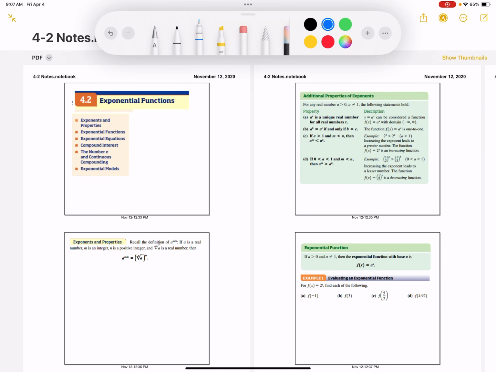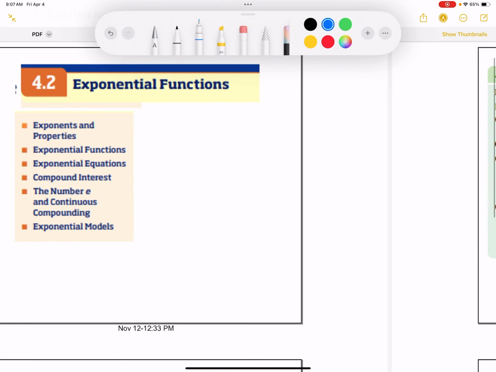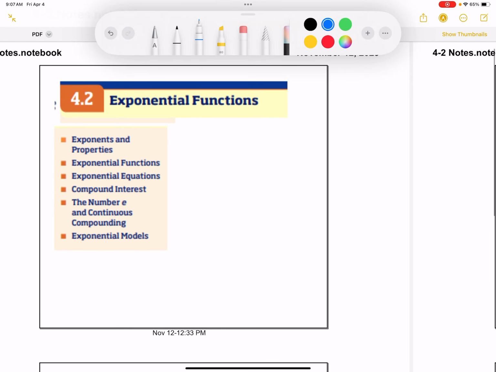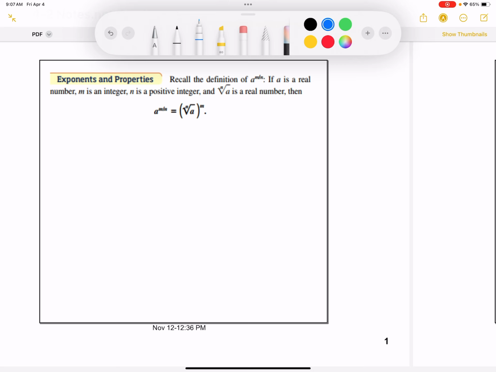All right, so we're getting into exponential functions. And this is 4-2, so let's go ahead and get it. All right, first thing about exponential functions is expressing exponents.